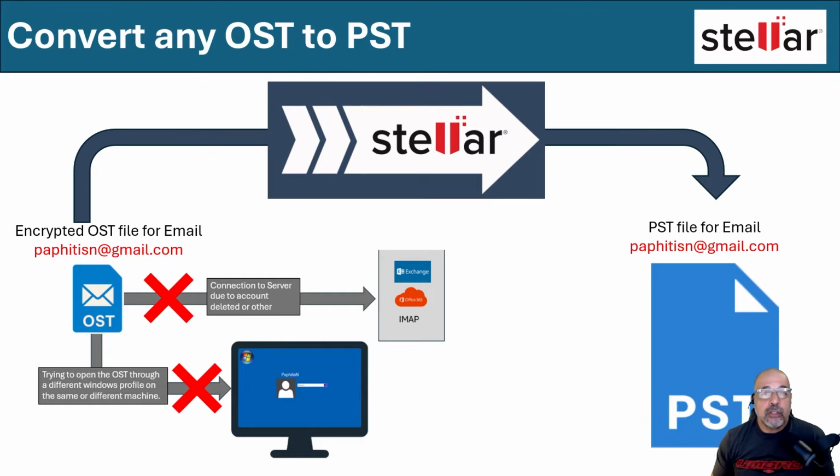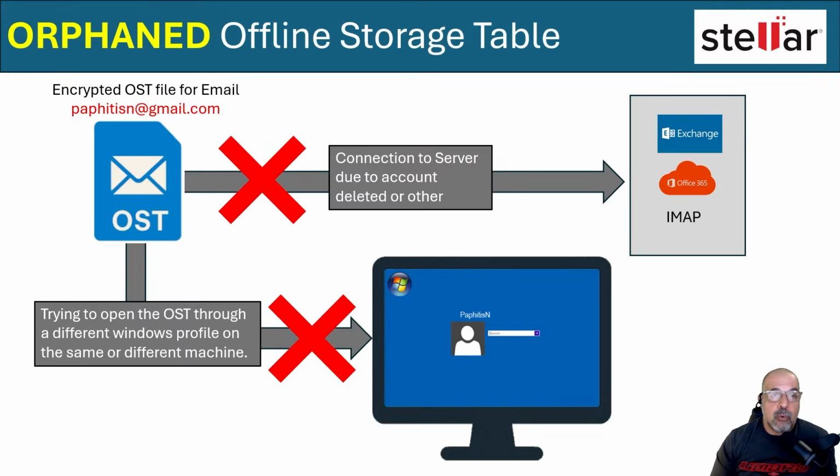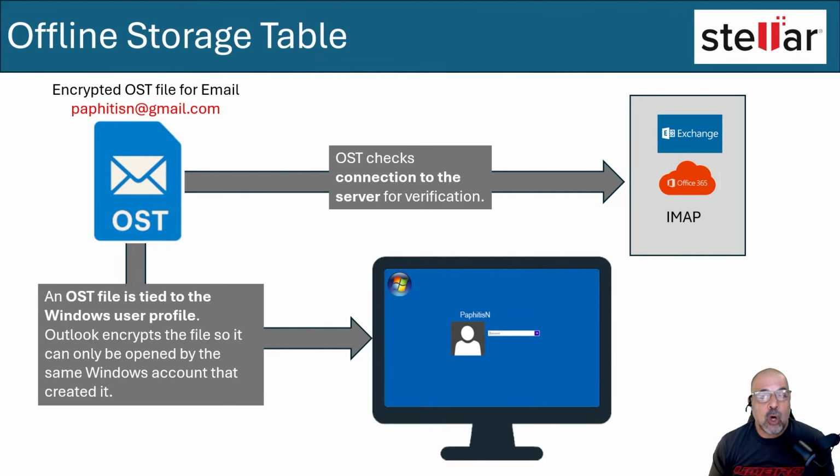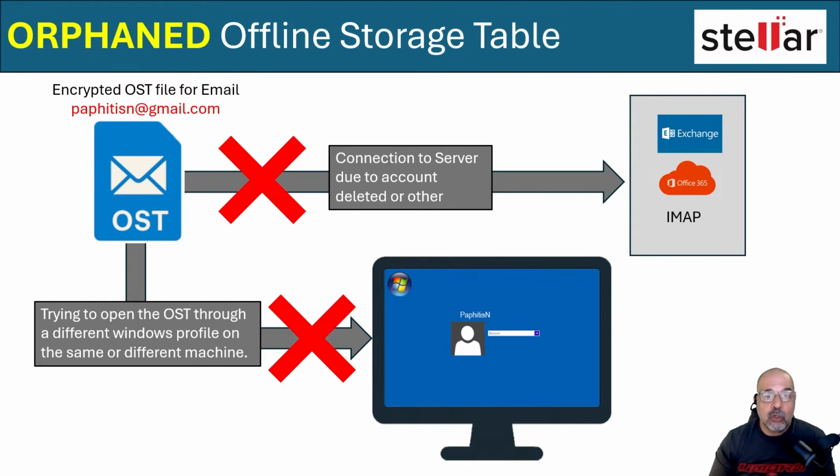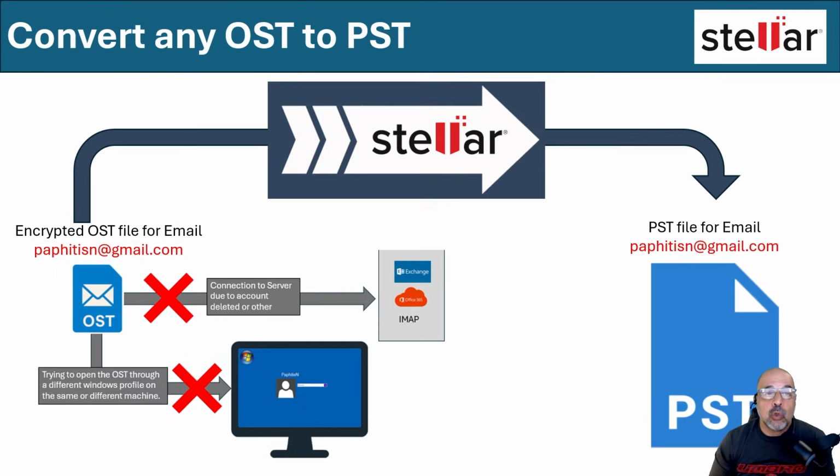So why use Stellar? Well, as long as the email is active at this point, so if your OST file does have access to the server and the Windows profile, you can actually export the OST to a PST directly from Outlook, and that will be fine. But in the event where you do have an orphaned OST, Outlook will not export or convert the OST to a PST file. So the good thing with Stellar OST to PST converter is this.